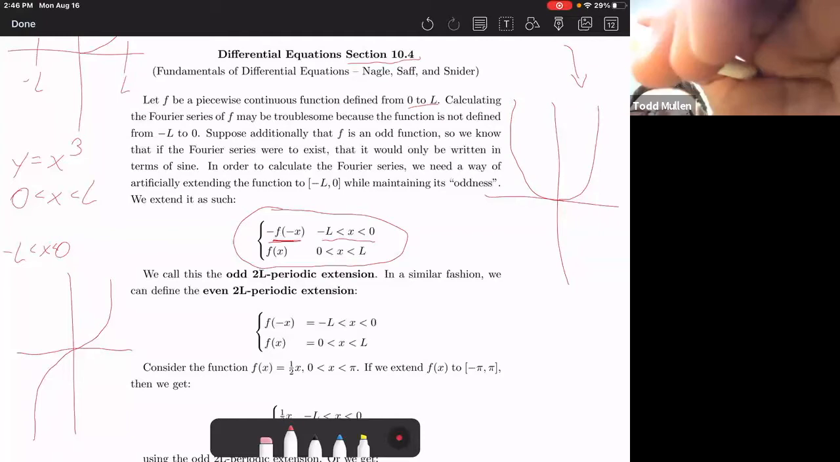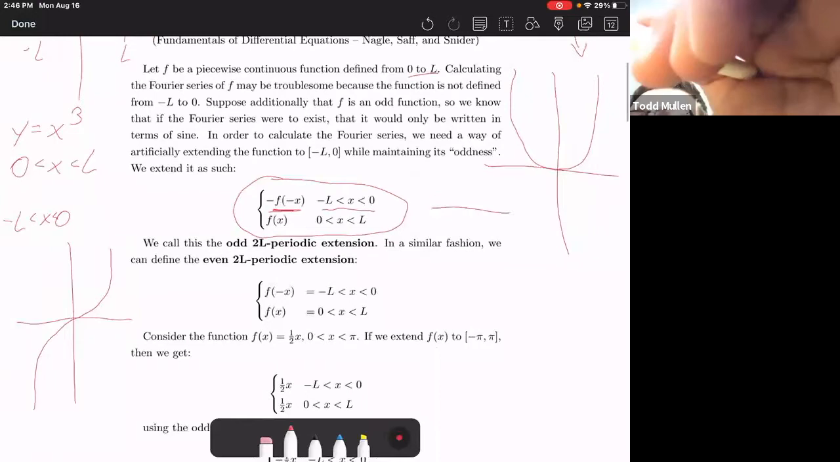You can define the extension so that whatever symmetry you like occurs. So while this will accomplish your odd extension, you could just as well place an even extension on it, where we would use f of negative x to calculate our values from negative L to 0.